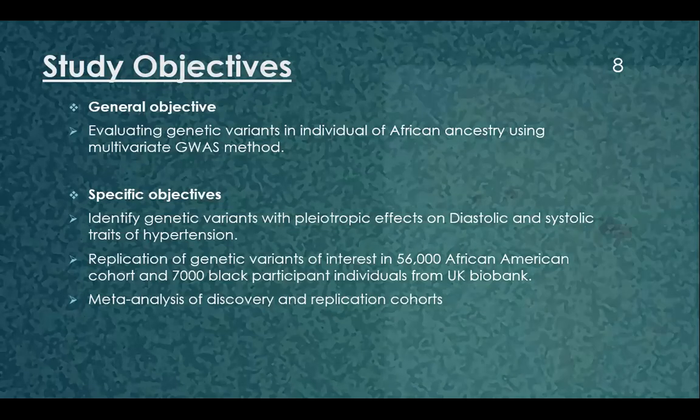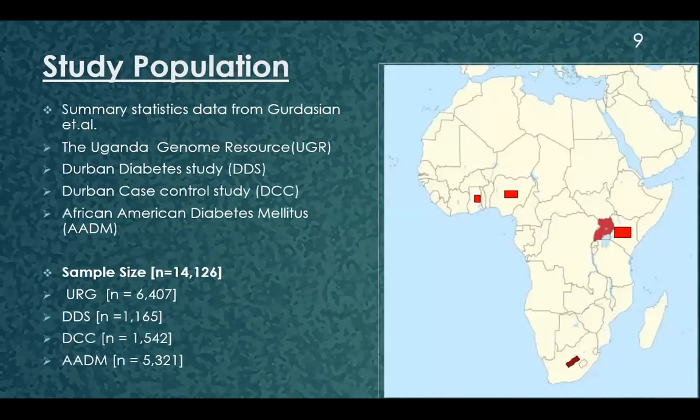For the study population, we'll be using summary statistics data from 4 cohorts of African ancestry: the Uganda Genome Resource, the Durban Diabetes Study, the Durban case control study, as well as the African American Diabetes Mellitus study. We'll be using a total of more than 14,000 individuals for the analysis.